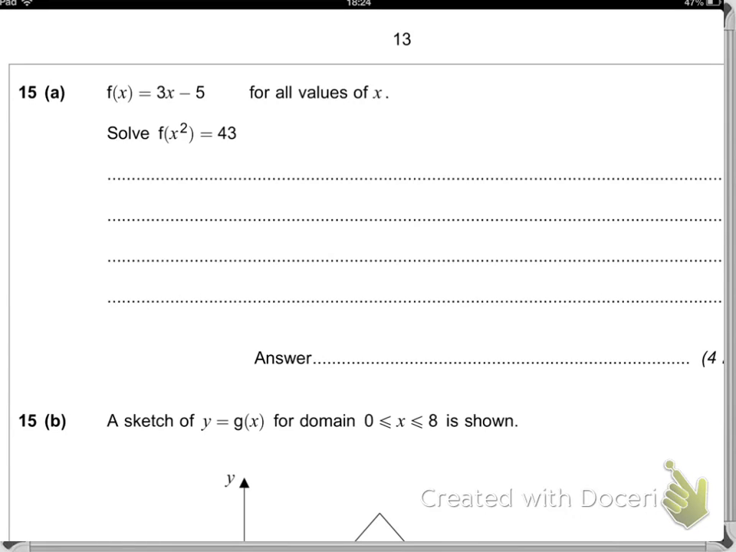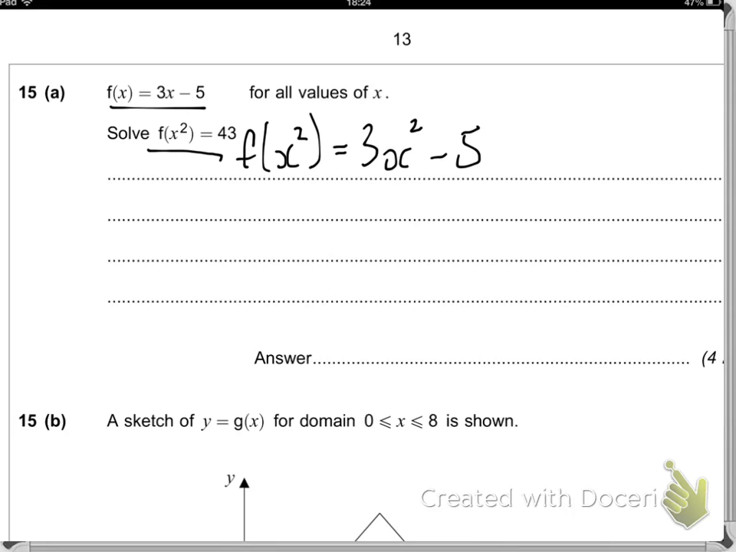Question 15 is a function graph question. The first part asks you to find f of x squared equals 43. Well, f of x squared just means you've got to put x squared in every time you get an x value in the original one. So what we've got is f of x squared equals 3x squared minus 5.